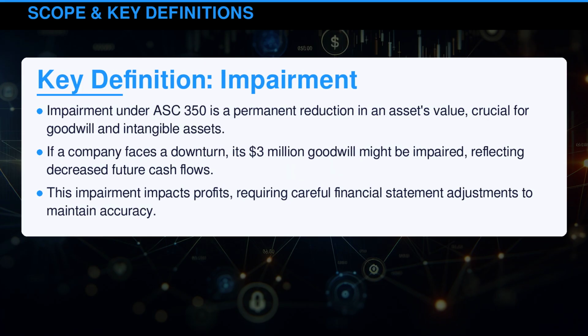Impairment under ASC 350 is a permanent reduction in an asset's value, crucial for goodwill and intangible assets. If a company faces a downturn, its $3 million goodwill might be impaired, reflecting decreased future cash flows. This impairment impacts profits, requiring careful financial statement adjustments to maintain accuracy.